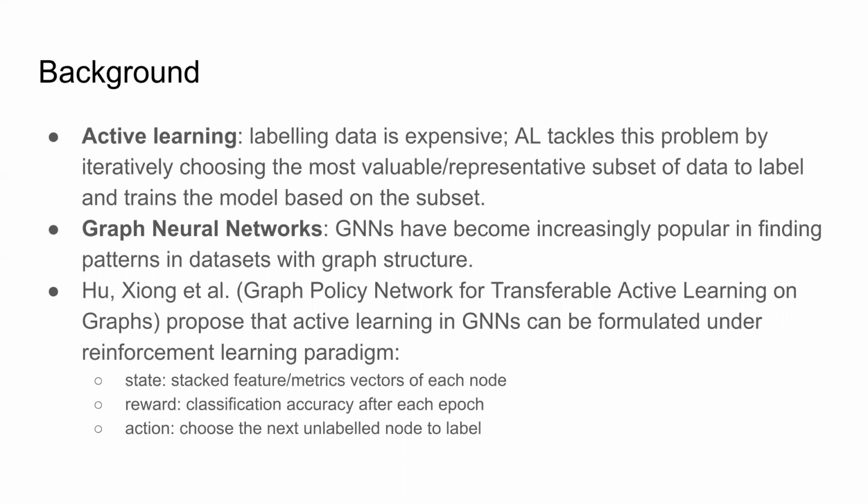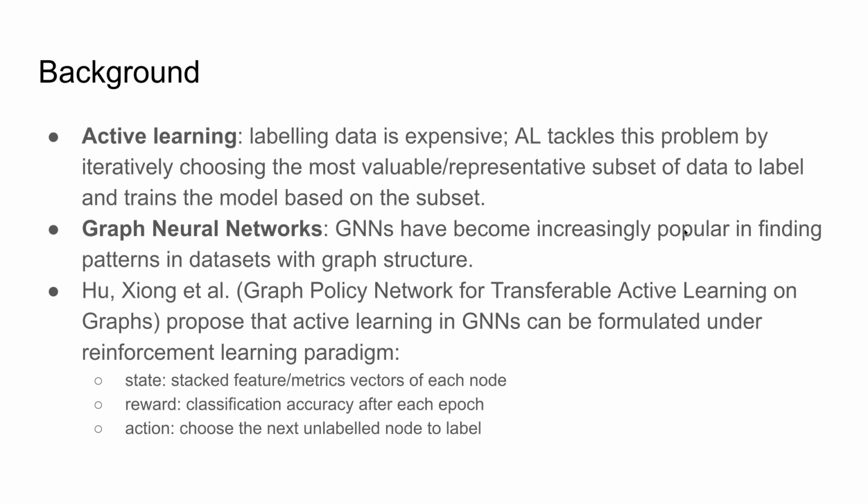On the other hand, graph neural networks are very popular in finding patterns in datasets with graph structures, and they have been an active research area these days. Then, Hu and others in their paper Graph Policy Network for Transferable Active Learning on Graphs applied reinforcement learning in active learning of graph neural networks.